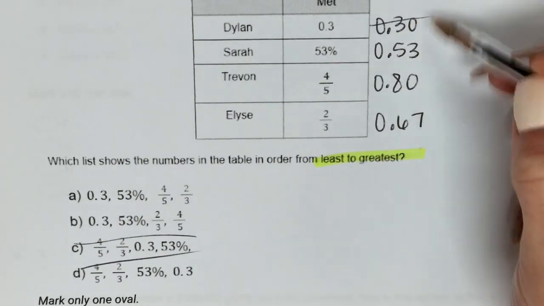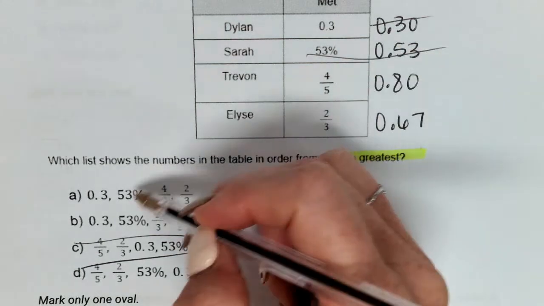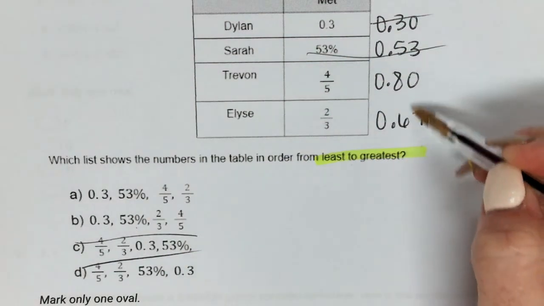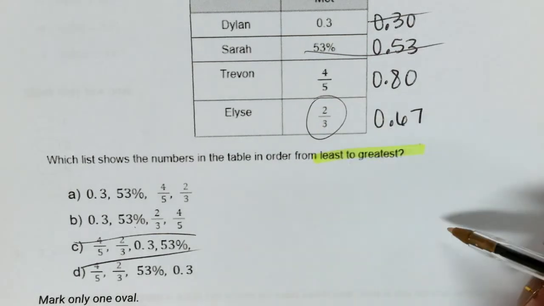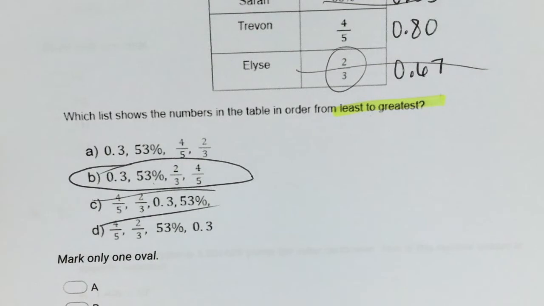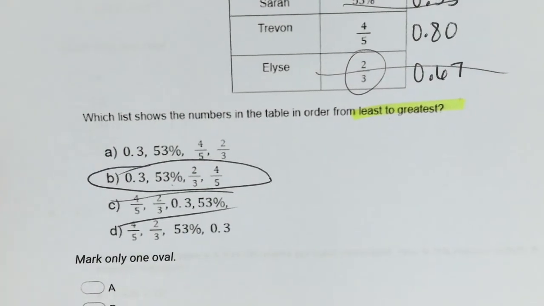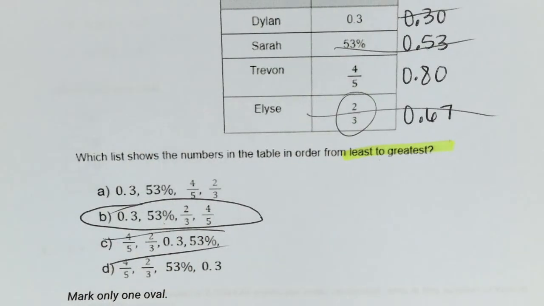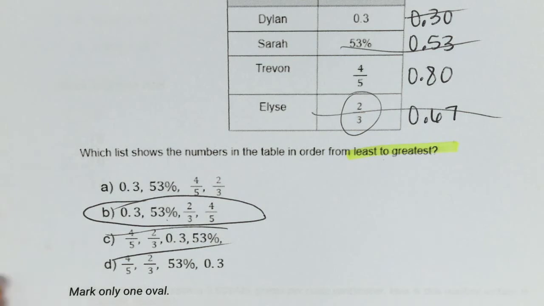Which one's next for the least? 53. They both have that. Okay, so which one's next? 80 cents or 67? So 2/3 needs to be next in line, which is B. Fix your answer if you missed it. Guys, that is a third grade question. Do not miss it. Does everybody understand?